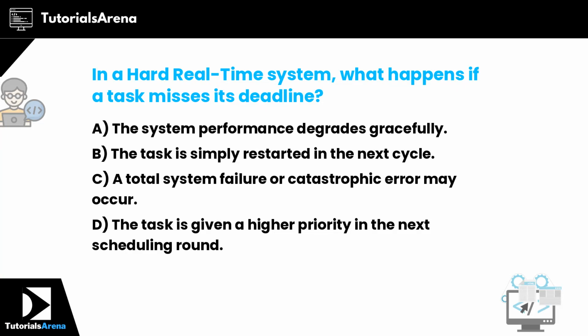In a hard real-time system, what happens if a task misses its deadline? The correct answer is option C. A total system failure or catastrophic error may occur.